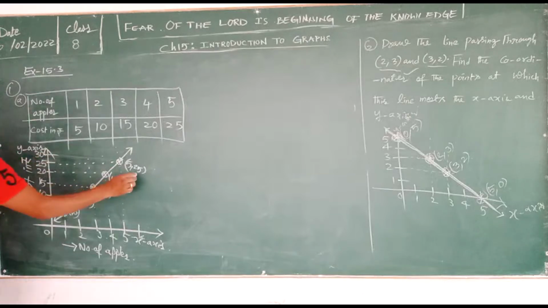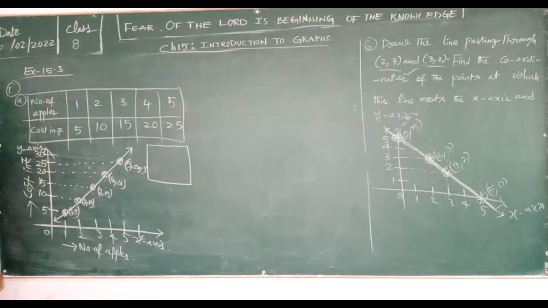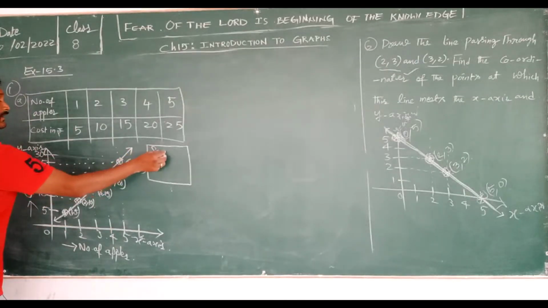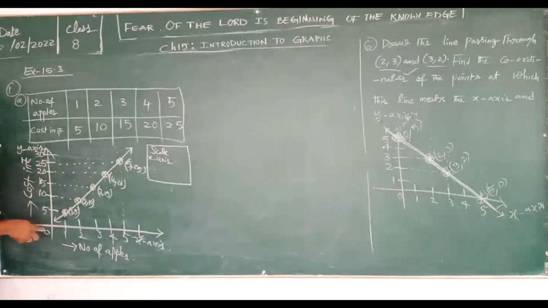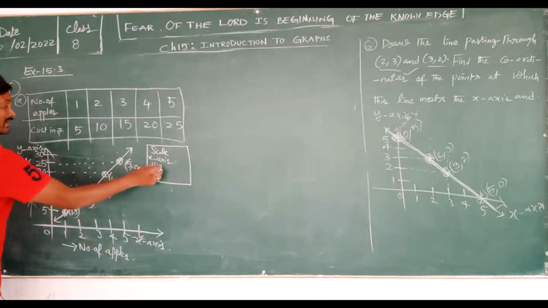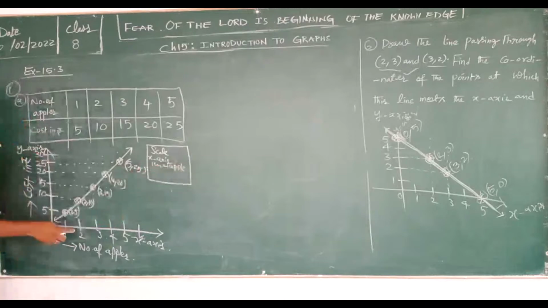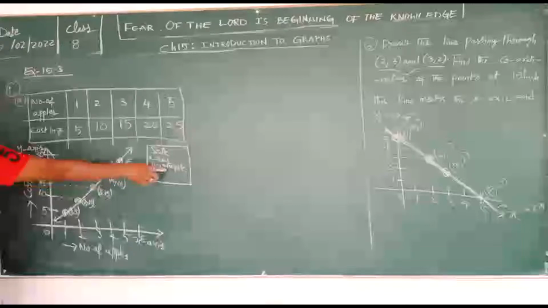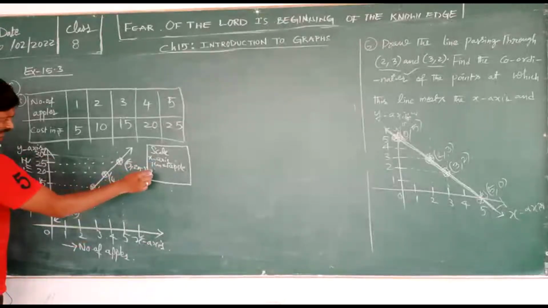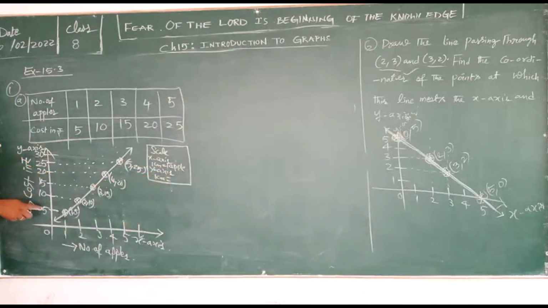Now what is scale? Scale, you need to write in the top right corner. What is scale? This is your x-axis. 1 centimeter is equal to 1 apple. So check here, 1 apple. Again, the difference is one apple. So that is the reason 1 centimeter is equal to 1 apple. Next, y-axis. 1 centimeter is equal to how many rupees? 5 rupees, then 10 rupees.